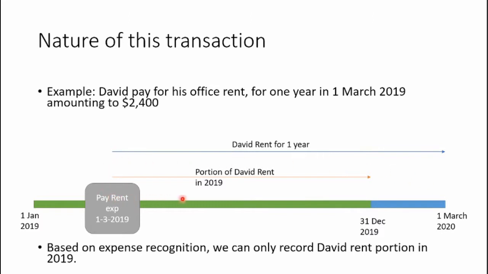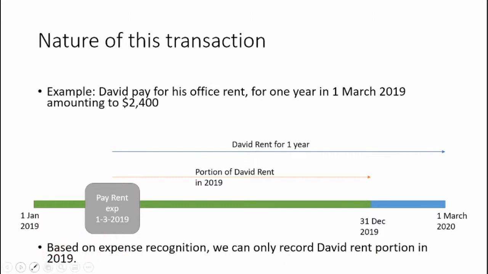David can't recognize all of his payment as an expense in the year 2019, or let's say on 31st December, because he reported it in here. He can't make all of his payment amount of $24,000 into full expense in 2019. So there is a portion of David's rent that can only be recognized in 2019. Based on expense recognition, we can only record David's rent portion in 2019.